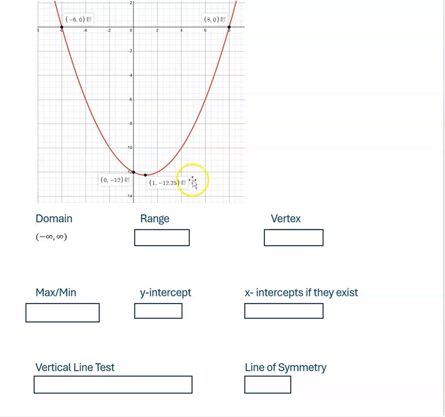Then if we want to talk about the range, well, the domain is the x values, the range is the y values, and so we can't have anything that is less than negative 12.25, because we can see at the very bottom of our vertex we have 1 comma negative 12.25, the y value being negative 12.25. So then we would say the range are all values greater than or equal to negative 12.25.